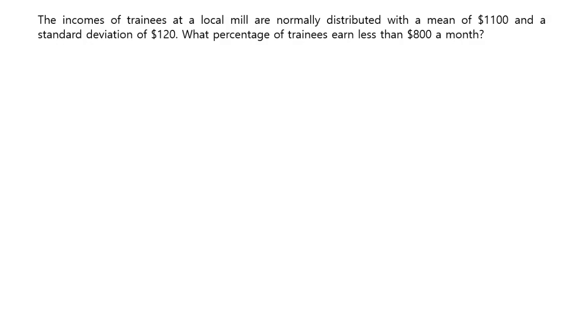The incomes of trainees at a local mill are normally distributed with a mean of 1100 and a standard deviation of 120. What percentage of trainees earn less than $800 a month?